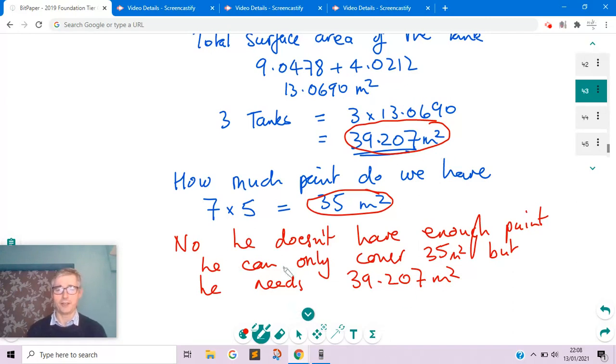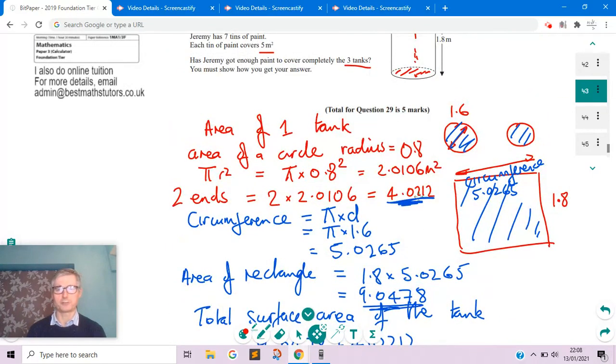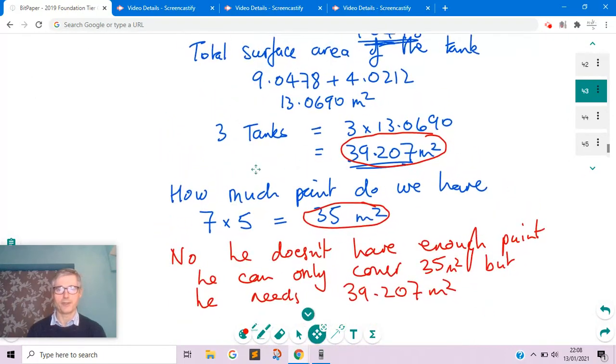So, and that's that question done. It's quite a long question. There's 5 marks on it though, so it's definitely worth being able to do that question. 5 marks there. So if you can manage this one, then it's a good way to taking you to a higher grade boundary.